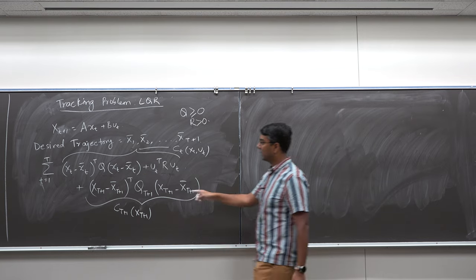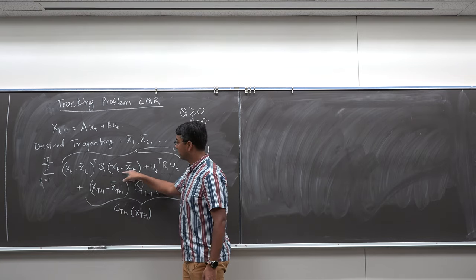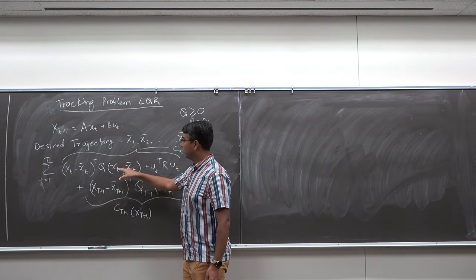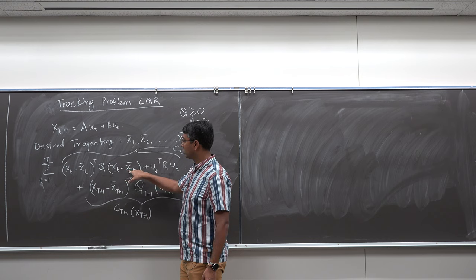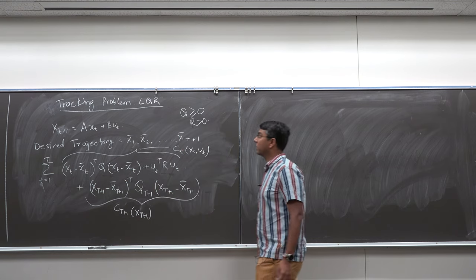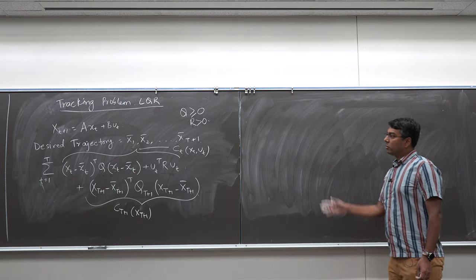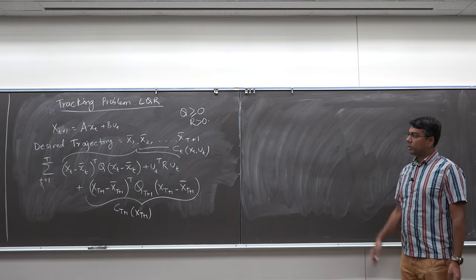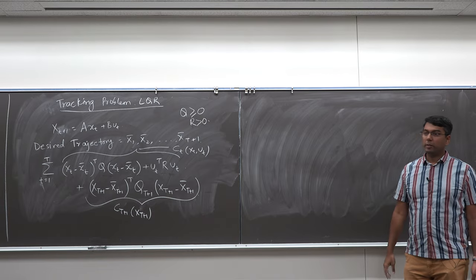Regulator is basically trying to regulate this x_t so that it's close to x bar t. So that's the regulator part. So this is known as a linear quadratic regulator problem, and we'll solve it using dynamic programming on Monday.